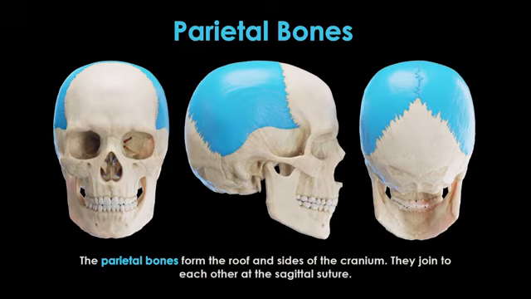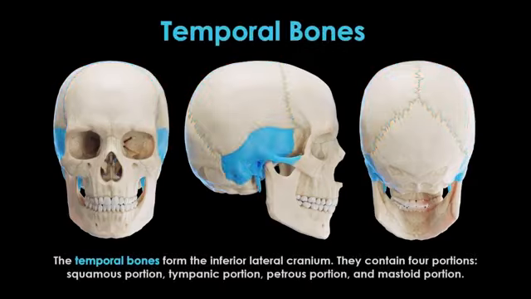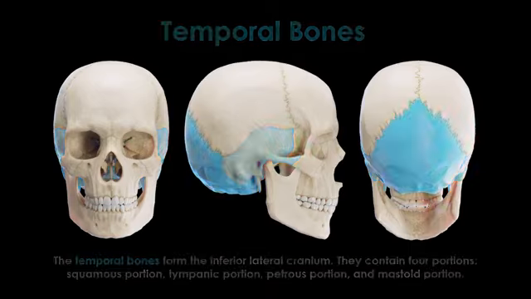The inferior edge of the parietal bones articulate with another pair of bones called the temporal bones. The temporal bones form the inferior lateral cranium. They contain 4 portions: the squamous portion, the tympanic portion, the petrous portion, which contains the ossicles, and finally the mastoid portion. The temporal bones articulate posteriorly with a single bone called the occipital bone.